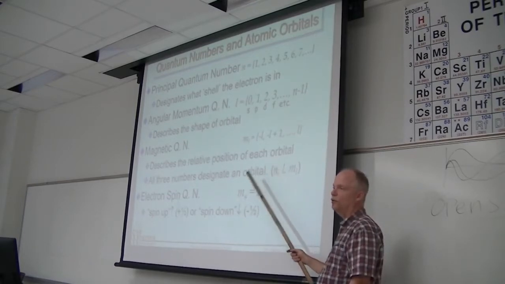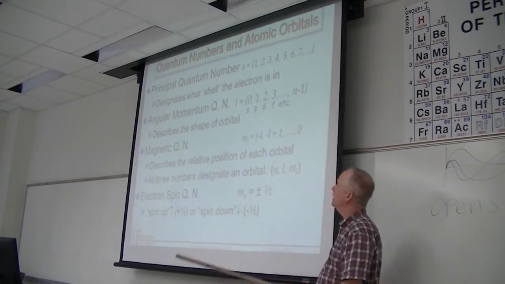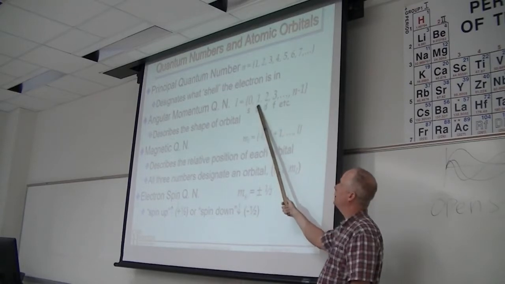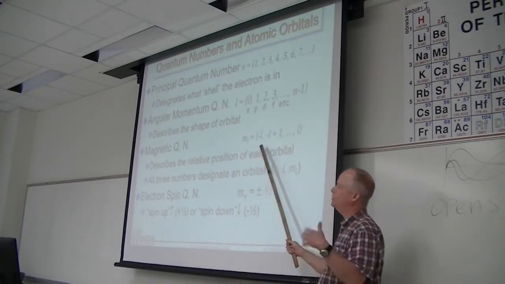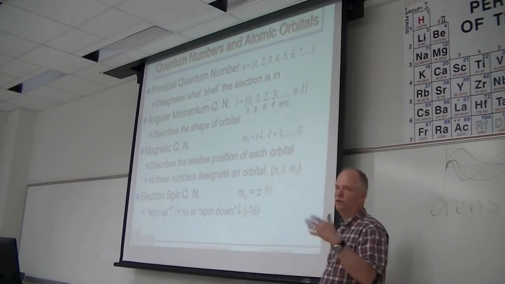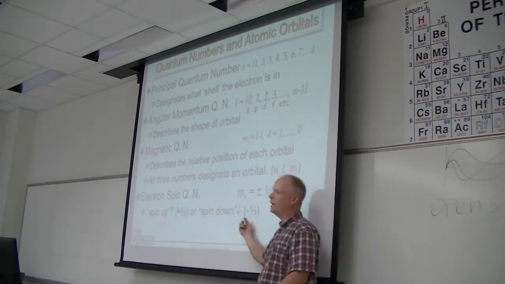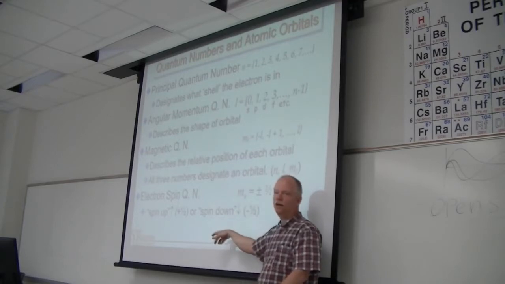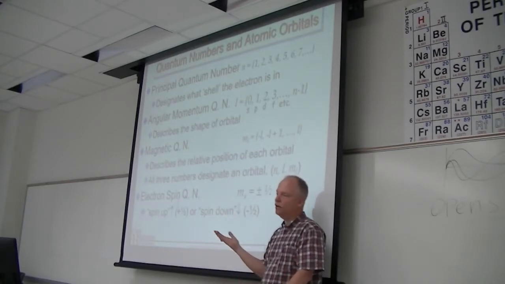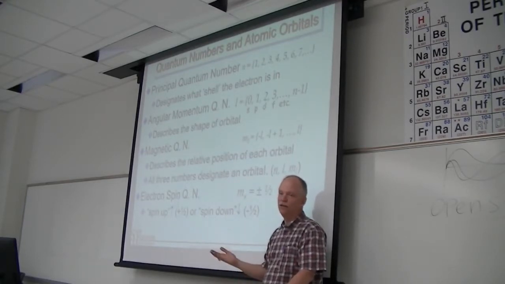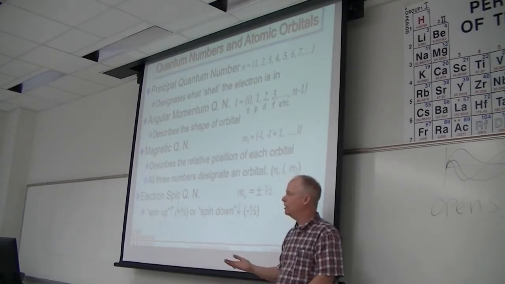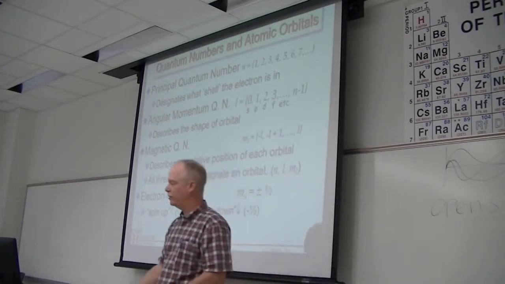So the 2px has an n equals 2, an L equals 1, and x would be one of the M sub L's, minus 1, 0, or 1. Okay, so that's a particular orbital, and then you can put a spin-up electron in there, and a spin-down electron in there, and then when you try to add a 3rd electron to that, it's going to match one of the other 2 electrons, and so it can't go in. It can't have the same set of quantum numbers.